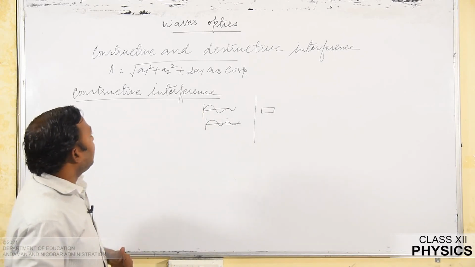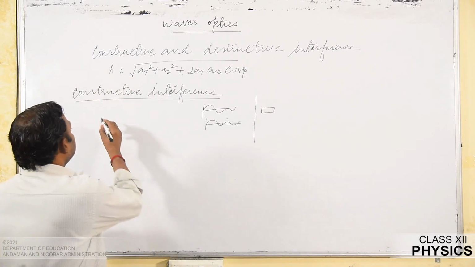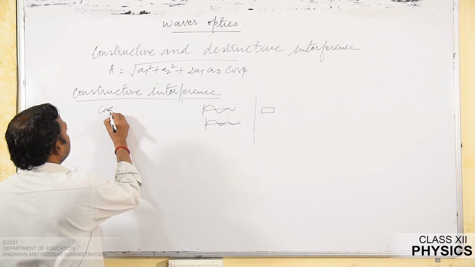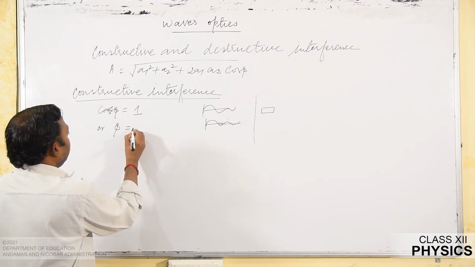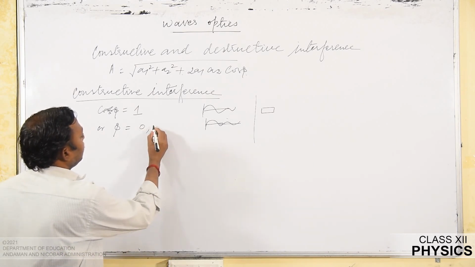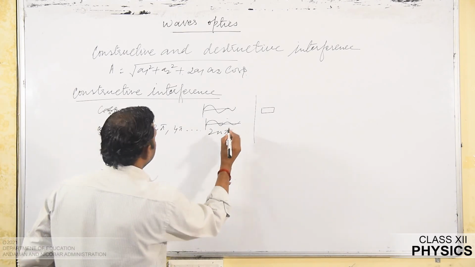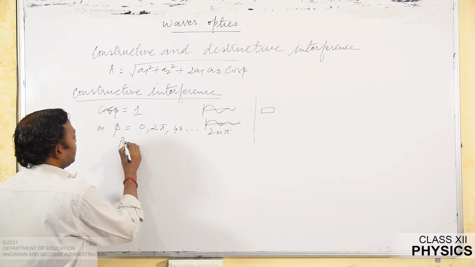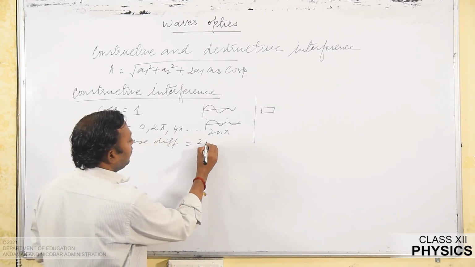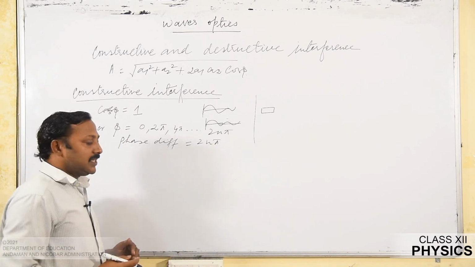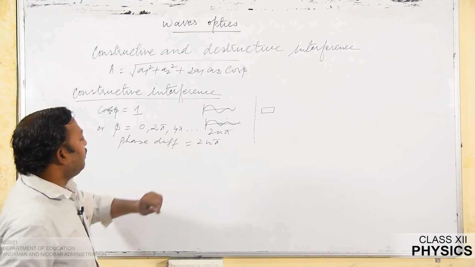So for constructive interference, the amplitude must be maximum or the intensity must be maximum. For that purpose, cos phi must be equal to 1, or phi equal to 0, 2 pi, 4 pi, dot dot dot, 2n pi. So if the phase difference between two waves is equal to 2n pi, we will get constructive interference. So the condition for constructive interference is 2n pi.